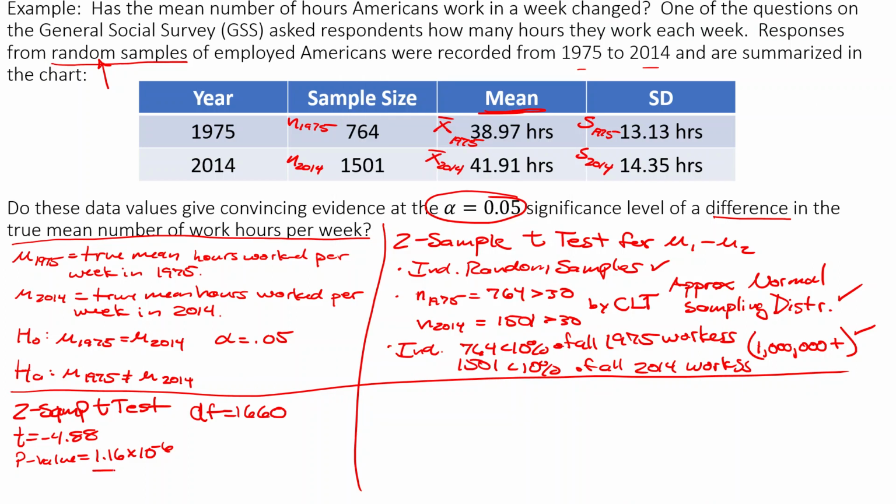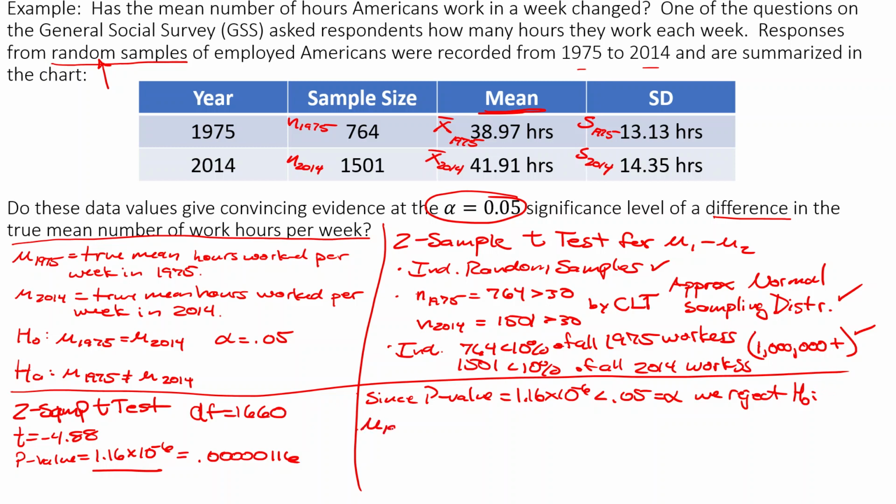All right, so this is really low. So this would be 0.00000116, like that. So since our p-value, 1.16 times 10 to the negative 6th, is less than our alpha value for sure, we reject our H0. That's the mean in 1975 is equal to the mean in 2014.